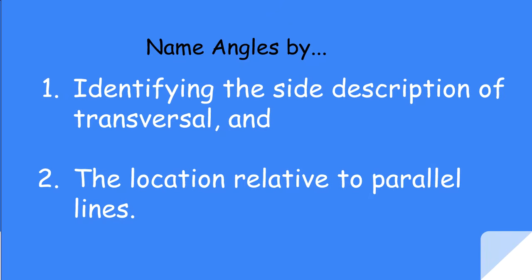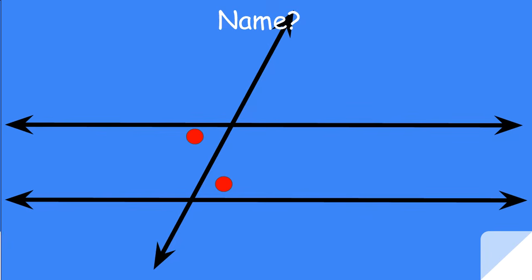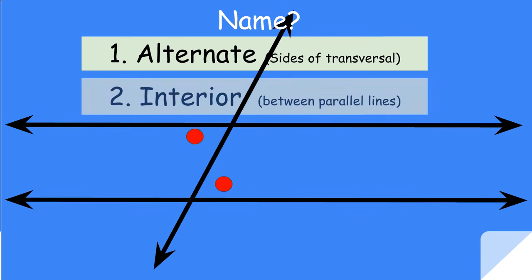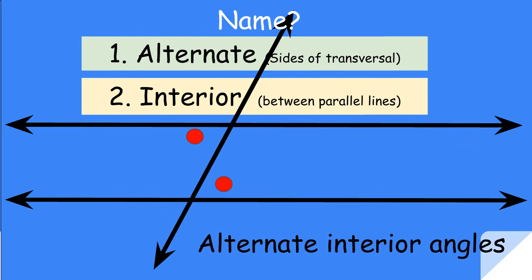We're going to name the angle pairs by first identifying the side description of the transversal, then describing the location relative to the parallel lines. What are the names of these angles? They are on the alternate sides of the transversal, and they're located on the interior between the parallel lines. So their name is called alternate interior angles.